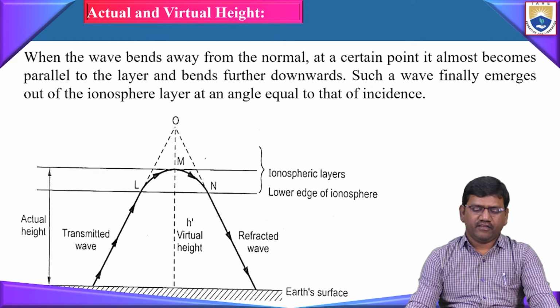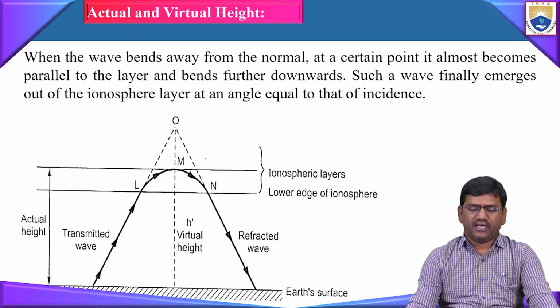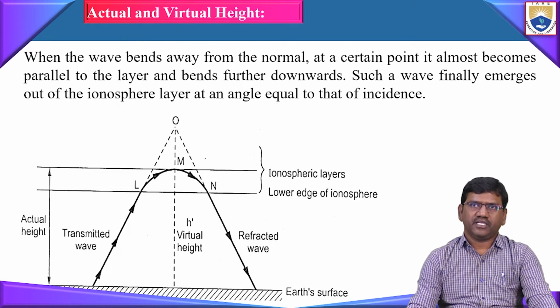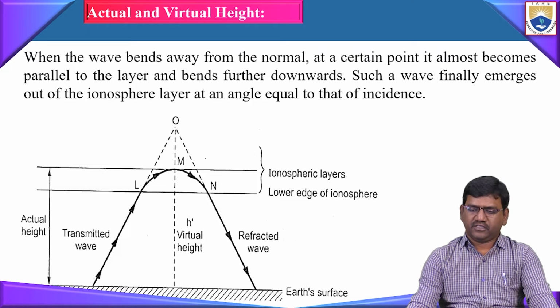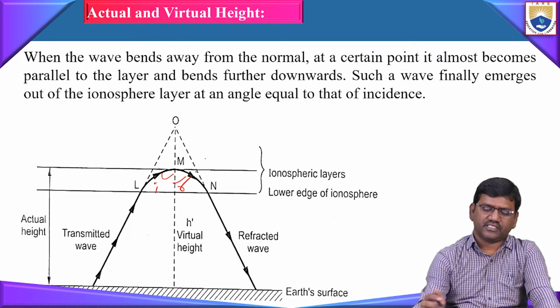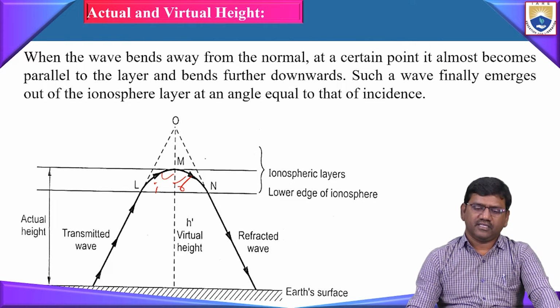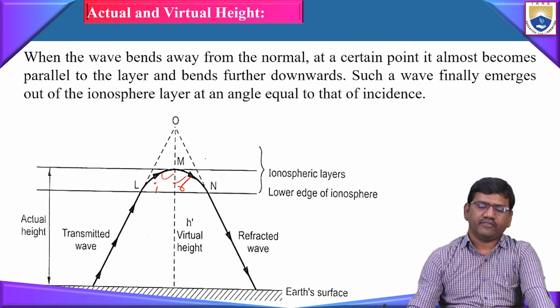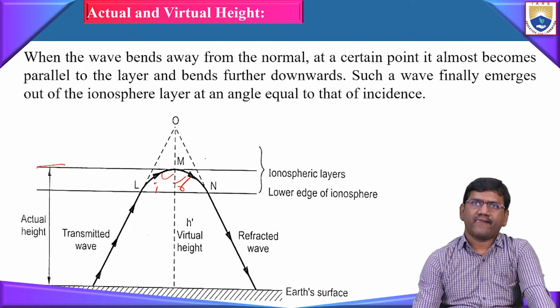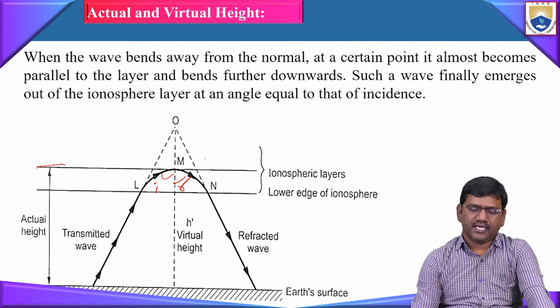So you can see here in the figure, whenever we transmit the signal into the ionospheric region, it travels from the denser medium to the rarer medium, and the wave bends away from the normal. At a certain point, it almost becomes parallel to the layer and bends further. Such a wave finally emerges out of the ionospheric layer at an angle equal to that of incidence. So here the angle of incidence is equal to the angle of reflection, where the wave bends and reflection happens from the ionospheric layer. Where exactly the reflection phenomenon exists without refraction, we call it the actual height.